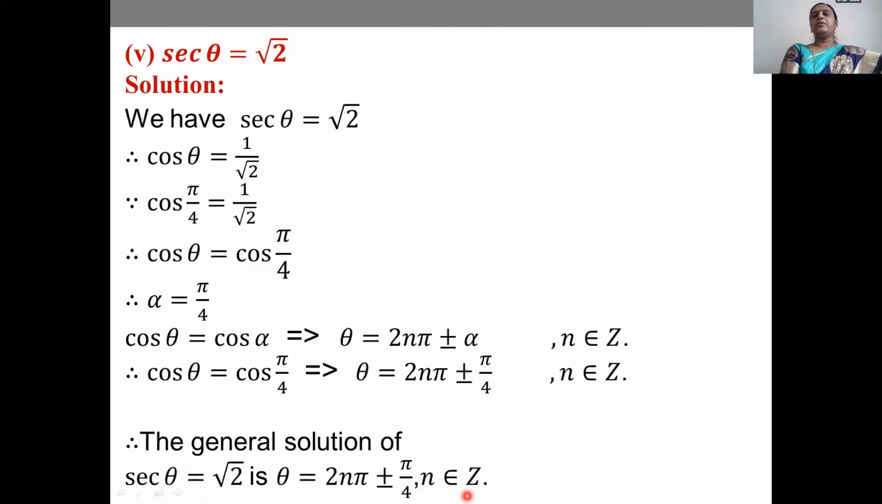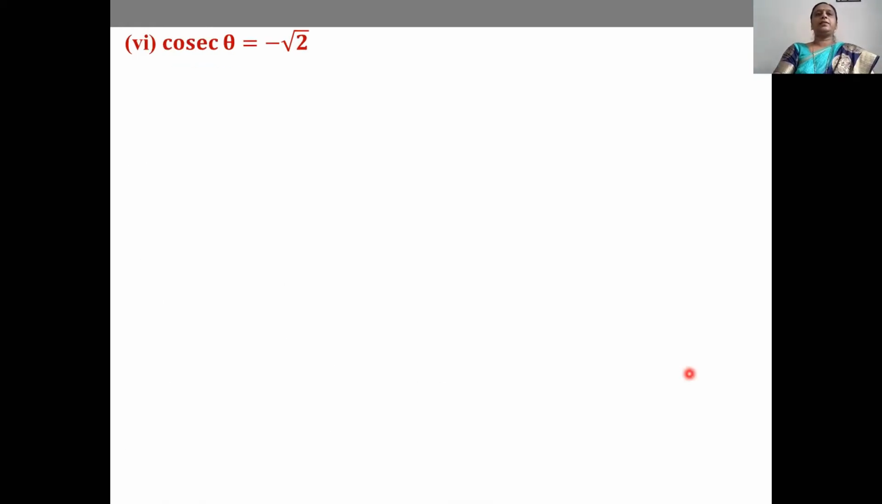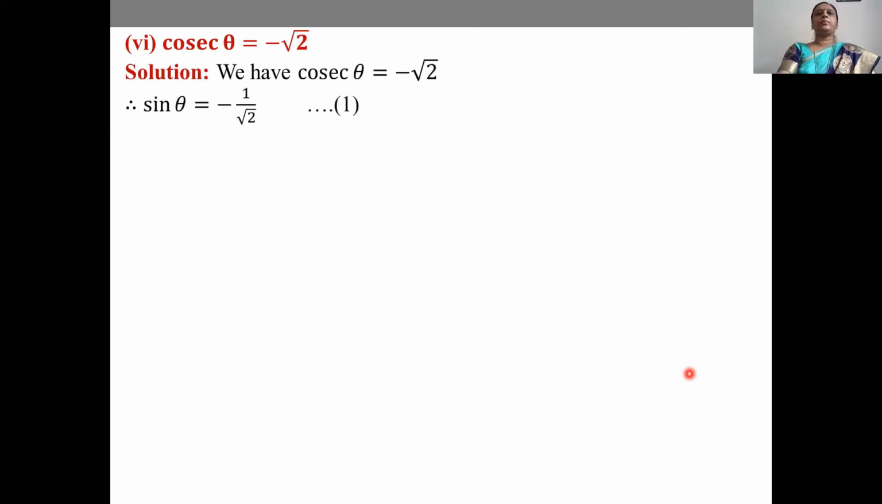In this way, if you know the remarks, if you know the formulae, then it is very simple to find the general solution. Let's consider the next example. Cosec theta is equal to minus root 2. In the solution, you write down we have cosec theta is equal to minus root 2. Then take the reciprocal of cosec theta, it is sin theta is equal to minus 1 by root 2. Now in the table 0 to 90 degree, at sin pi by 4, the value of sin theta is 1 by root 2.